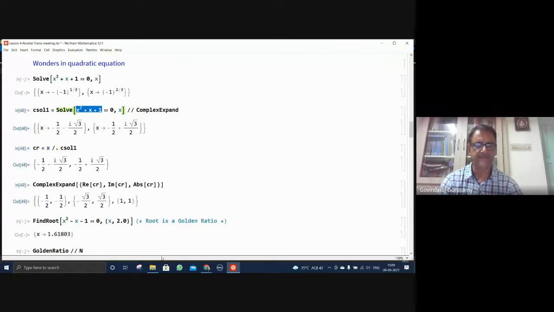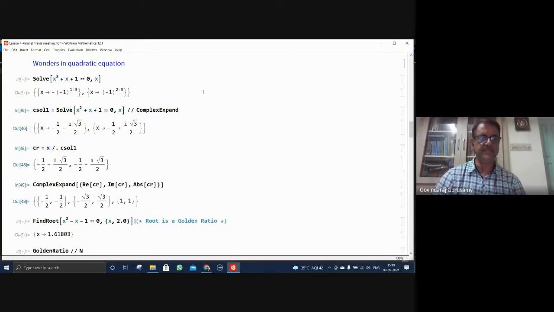Okay, what would you get? We are finding a number which is a root lying close to 2. So we are using FindRoot. This is a real root, and we are finding it by Shift+Enter.